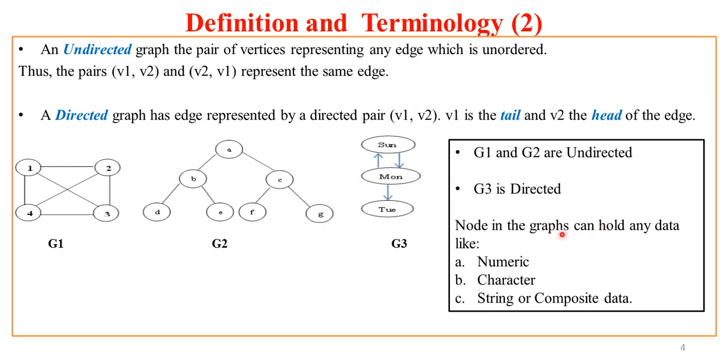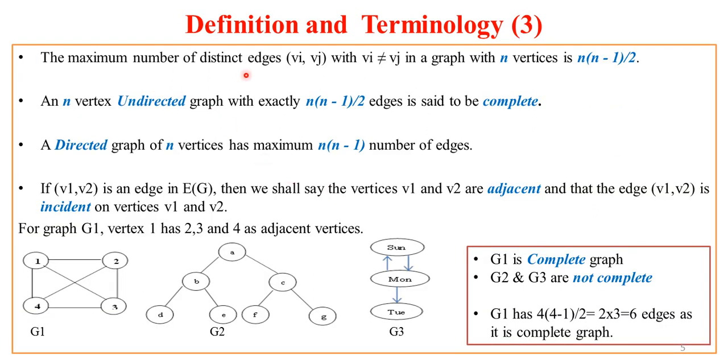Now so long as you are representing a graph for any specific purpose, that node may hold any data. It can be numeric data, it can be character data, it can be a string like Sun, Mon, Tue, or even composite data like structure data.